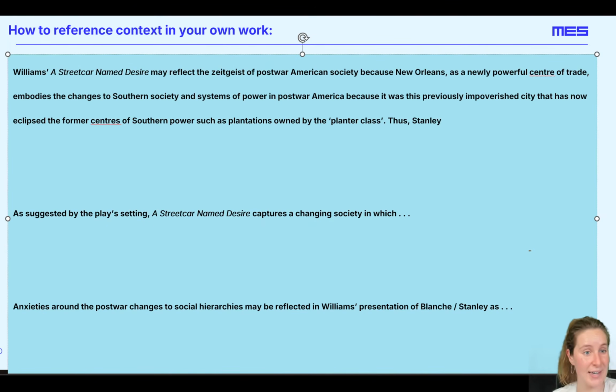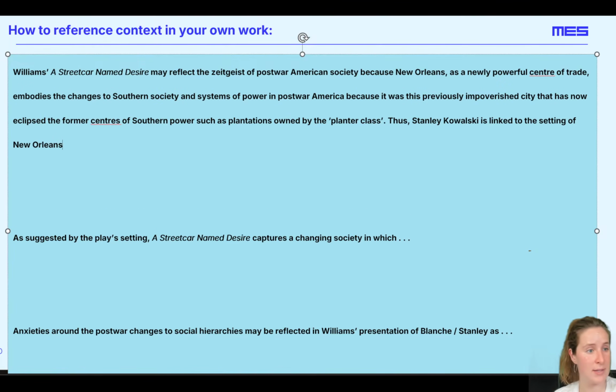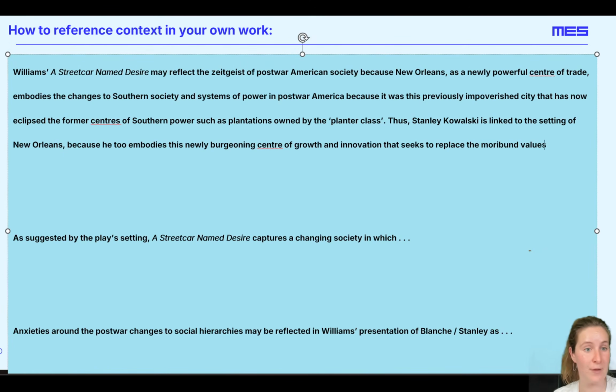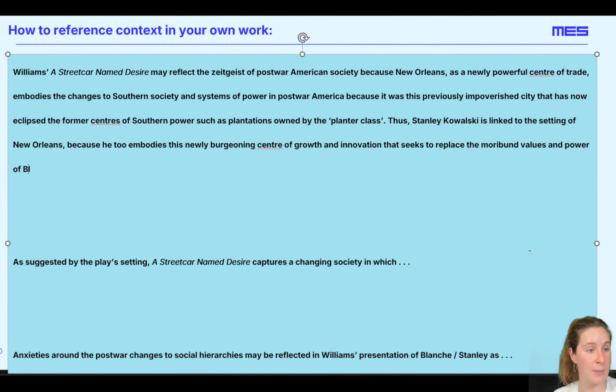Thus, Stanley Kowalski is linked to the setting of New Orleans because he too embodies this newly burgeoning center of growth and innovation that seeks to replace the moribund values and power of Blanche and Belle Reve.